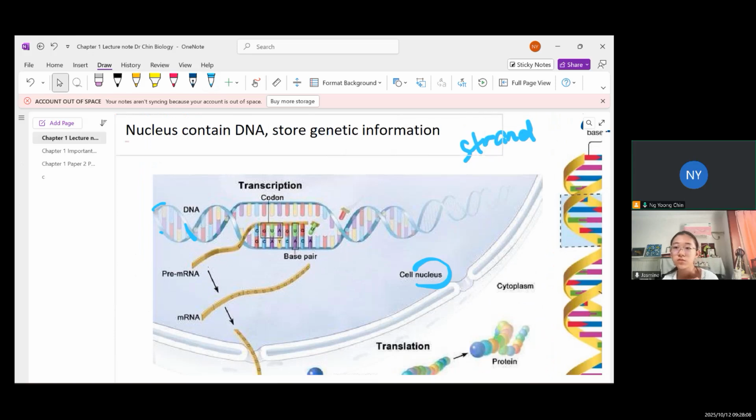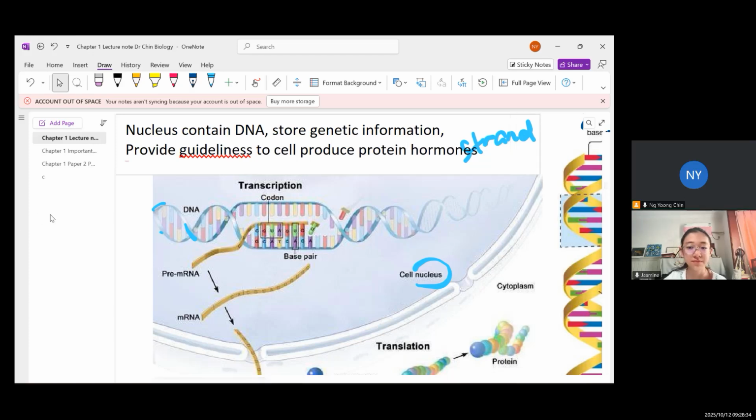So what does genetic information mean? This genetic information provides guidelines to the cell to produce any kind of protein products. Producing protein products is one of the functions of the cell. So that's why a body cell can produce hormones and enzymes, those kinds of protein products. They are all derived from proteins.